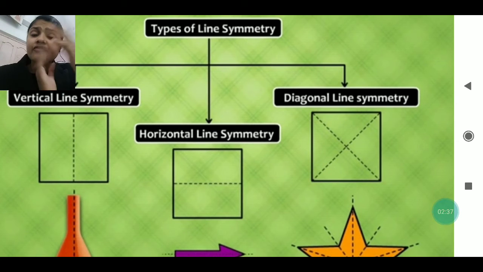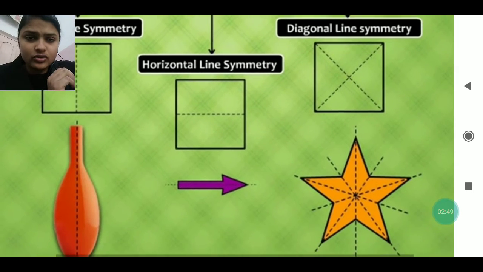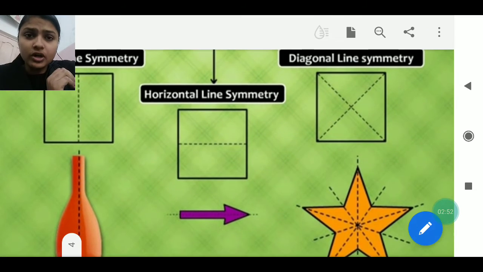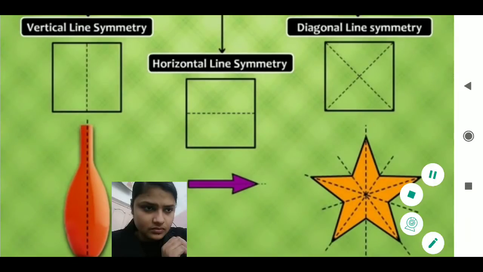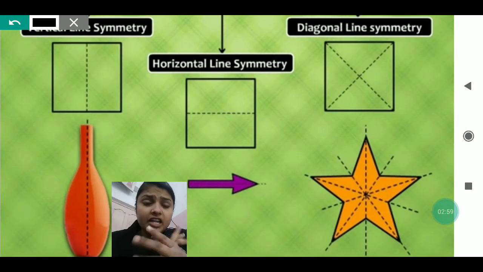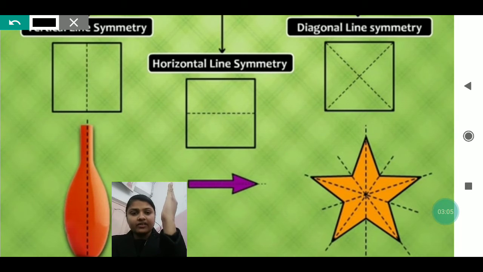Now there are a few different types of lines of symmetry. First is a vertical line of symmetry, next is a horizontal line of symmetry, and third is a diagonal line of symmetry. When we are dividing any figure vertically, like you can see this bottle which I have divided vertically. Vertically means a standing line, my dear.